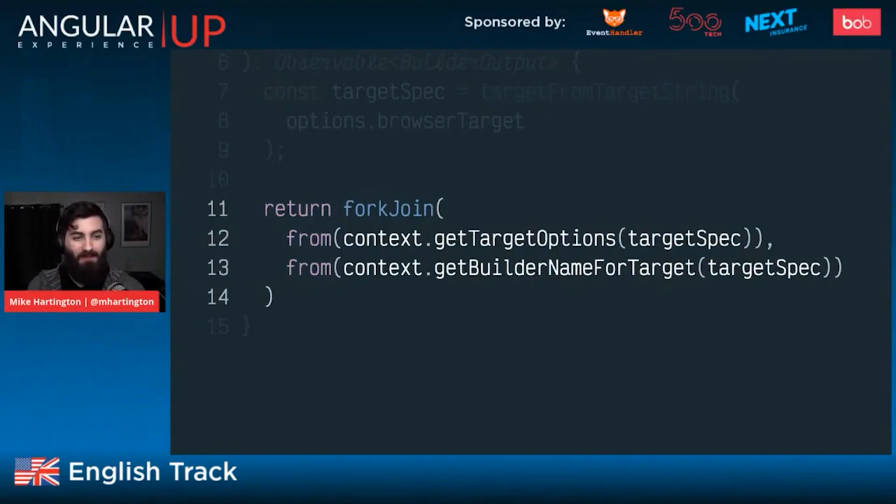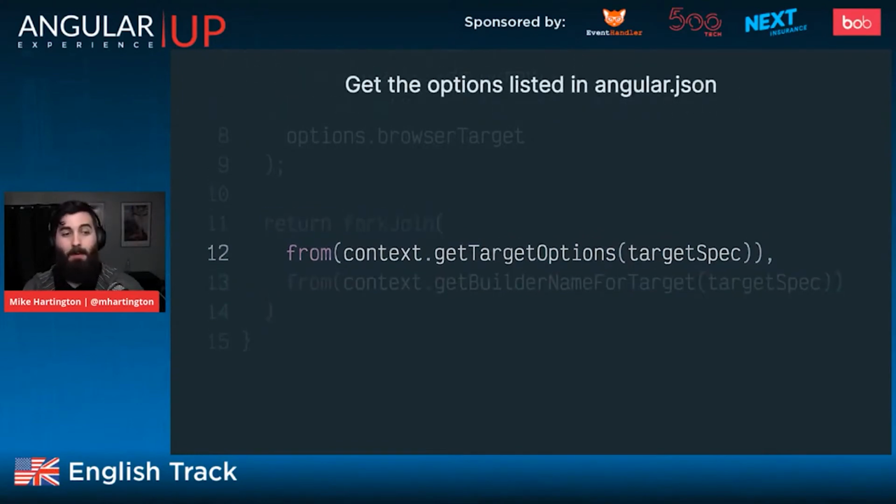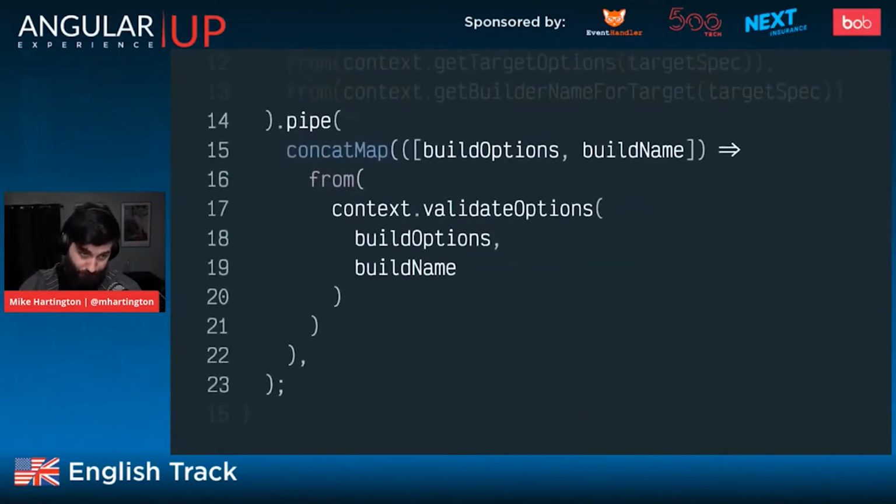Now, these are both promises, and context sometimes gives promises, sometimes it's synchronous. So in this case, we're just going to convert it to an observable with from, and then we will use forkJoin to combine all of these observables together, and then we will pipe them into a new observable with concatMap. So in here, we'll destructure the options and then the name that we're going to return, and then call context.validateOptions.